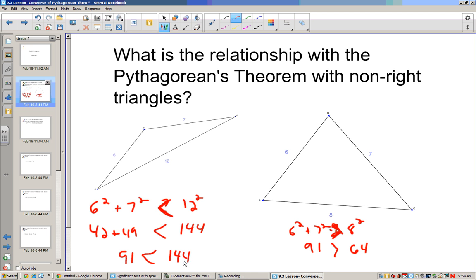Now when c squared is bigger than a squared plus b squared, like in this case, it makes a really wide angle, making this obtuse. When c squared is less than a squared plus b squared, this angle is smaller than 90 degrees, so that makes it an acute triangle.